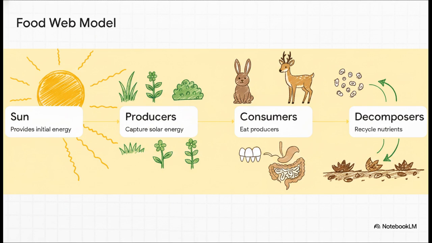its tracks. Finally, Step 4 is where we come full circle. Decomposers, those microbes we talked about earlier, break down the waste from the consumers, recycling those nutrients right back into the soil for the producers. It's just a perfect continuous loop of energy.